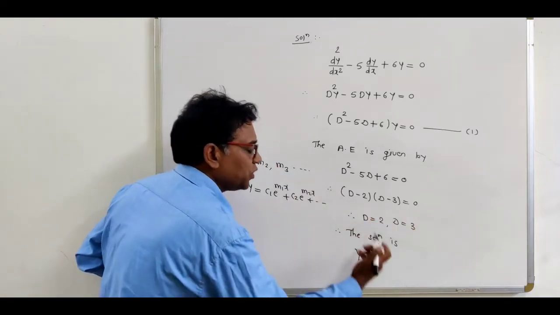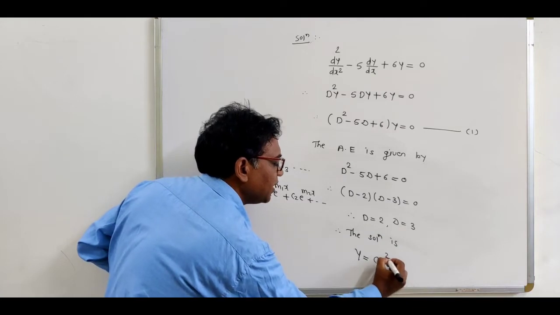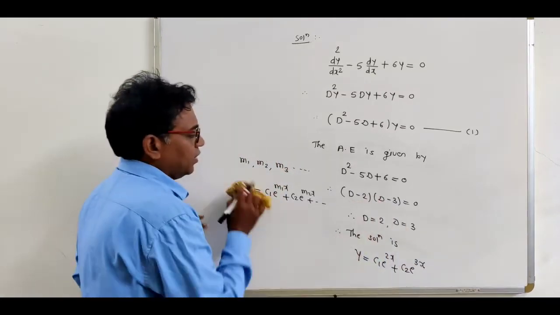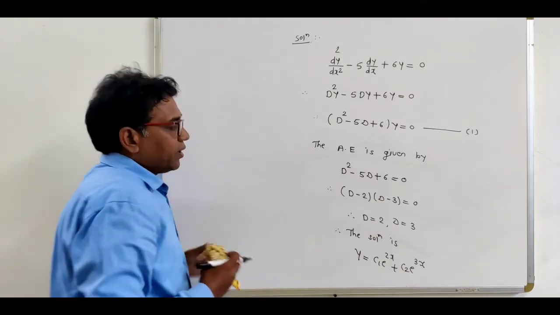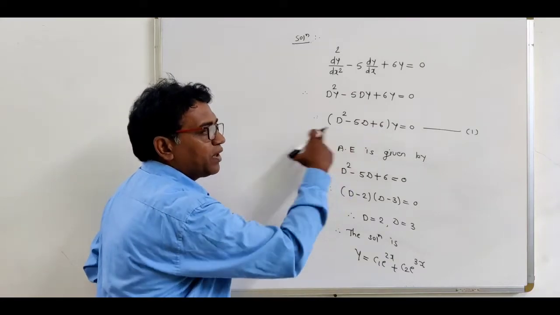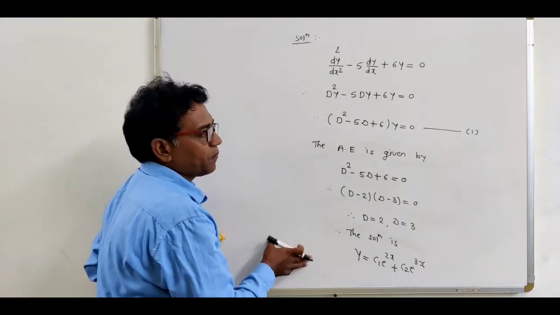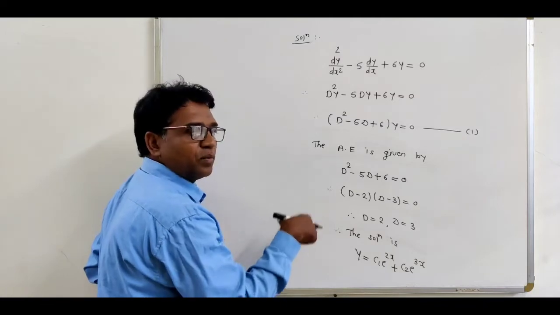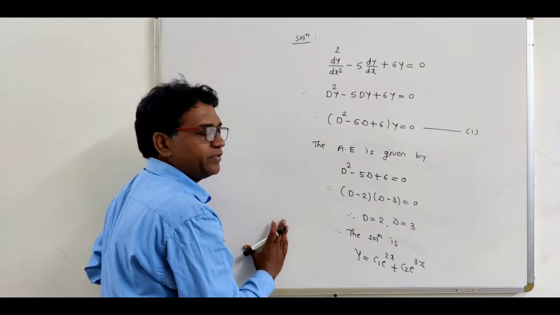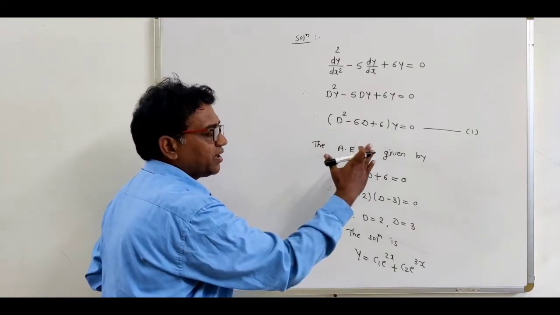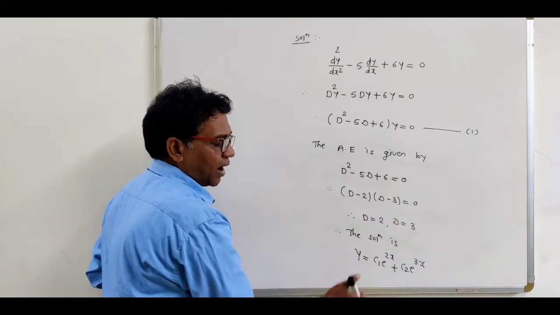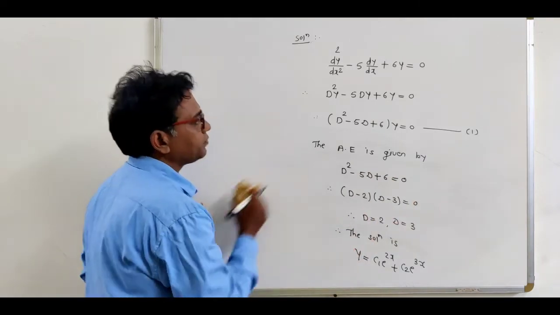For 2 roots, we use 2 constants: C1 e raised to 2x plus C2 e raised to 3x. So remember this method. How to solve the associated equation? A differential equation of the form f(D) y equal to 0, that is called the associated equation. How to solve it? Just take its auxiliary equation, find out the factors and use the particular formula.